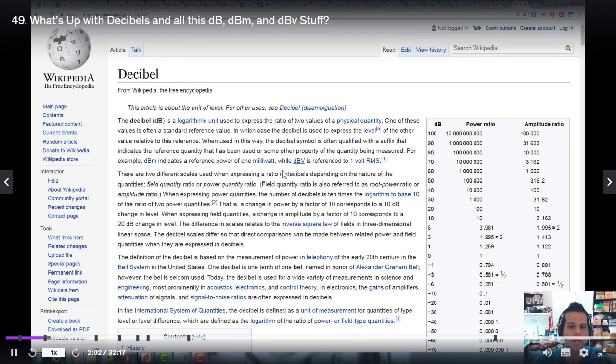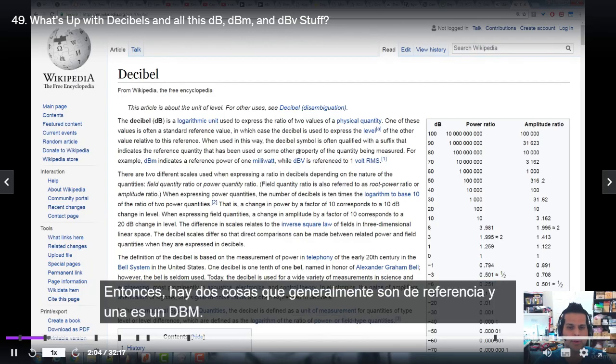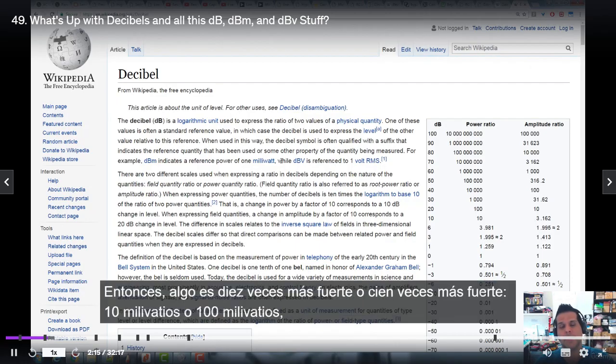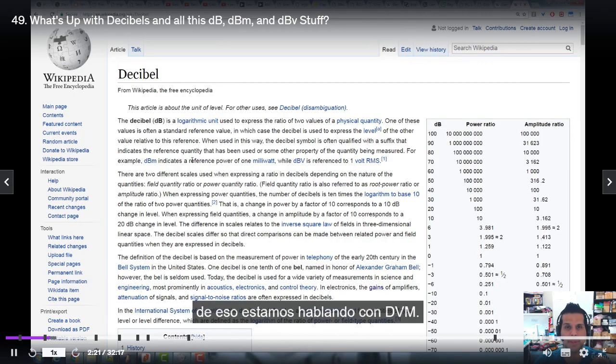There are two things that are usually referenced, and one is dBm, which means it's a power reference, and we're talking about 1 milliwatt. So 1 milliwatt is the reference. If something is 10 times stronger or 100 times stronger, it's 10 milliwatts or 100 milliwatts. That's what we're talking about with dBm. It's relative to 1 milliwatt.